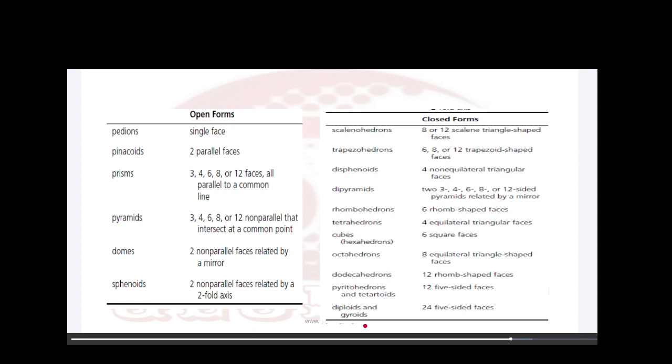So these are different examples of open forms and closed forms. Pedion consists of a single face. Pedion consists of a single face.